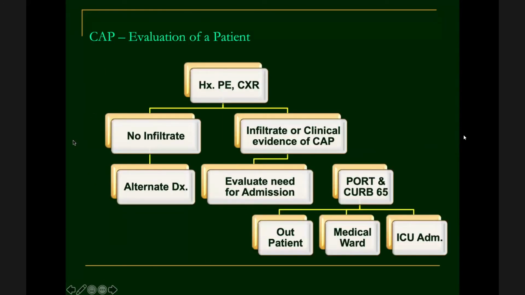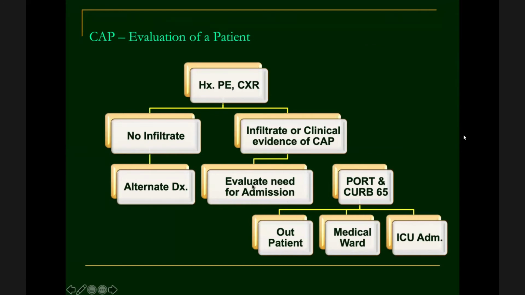Coming to the flow chart, how we are going to evaluate the patient with community-acquired pneumonia. First, you take the history, physical examination, and chest X-ray. If there is no infiltrate, then we have to think about an alternate diagnosis. If there is an infiltrate or clinical evidence of community-acquired pneumonia, evaluate the need for admission.